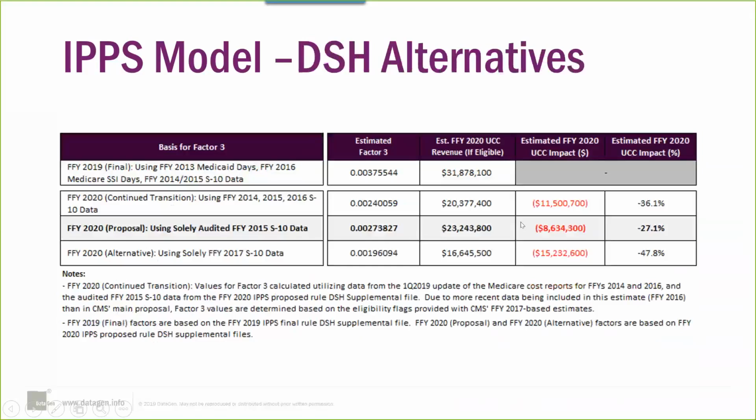This page also includes any sort of the DISH alternatives, impacts due to using 2015 data relative to the fiscal year 19 factor threes, also the alternative of using 2017 data alone, in addition to something we chose to include of including the continued transition of 3 years of factor three. CMS did not propose this. However, again, they may be swayed by comments if any of you feel strongly one way or the other.